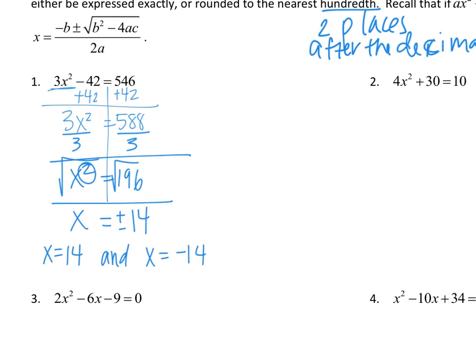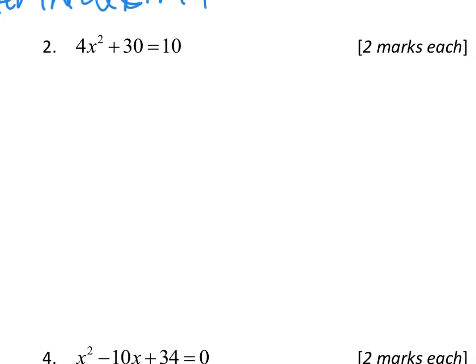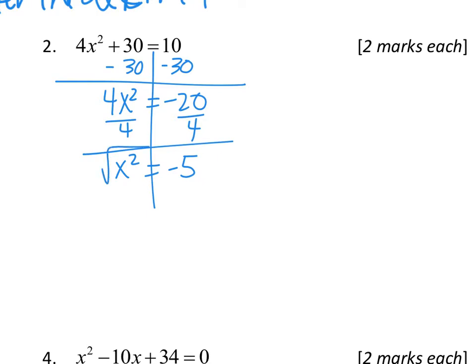Our next one, very, very similar. So here, we also do not have an x term. We do not have a b number. So I'm going to solve this the exact same way I just did over there. I'm going to subtract 30. So 4x squared equals negative 20. I'm going to divide by 4. X squared equals negative 5, and square root both sides.